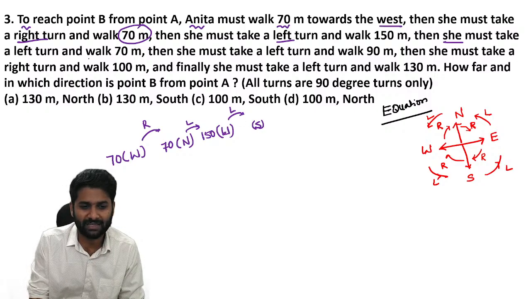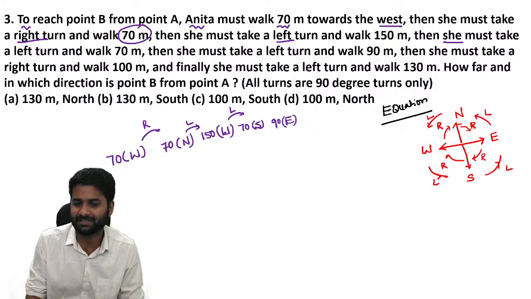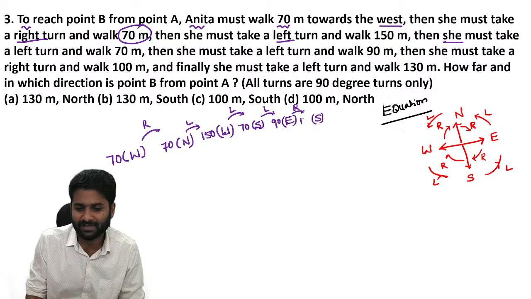So she takes a left turn and walks 70 meters. Then she must take a left turn. Left turn of south is east. The person now turns east and covered 90 meters. Again she must take a right turn. What is the right turn of east? Right turn of east is south. So again the person moves 100 meters. Finally she must take a left turn. Left turn of south is east, and covered 130 meters. Now this is the starting point and this is the ending point.